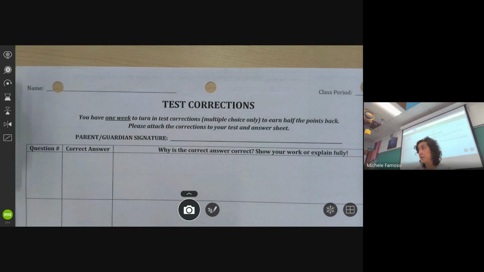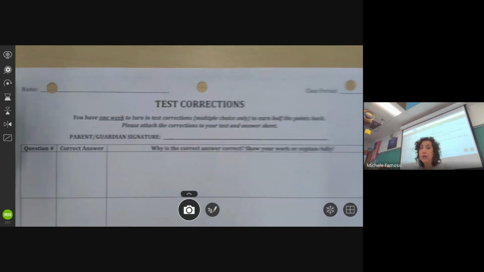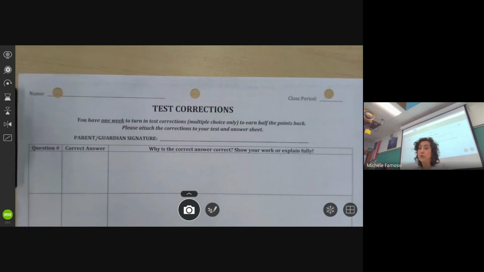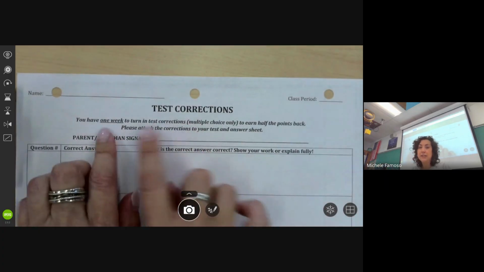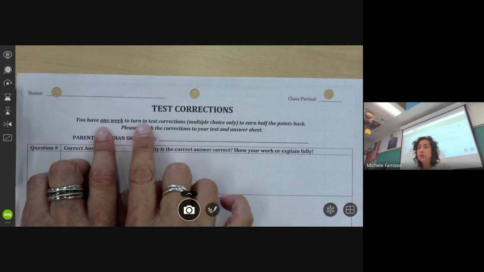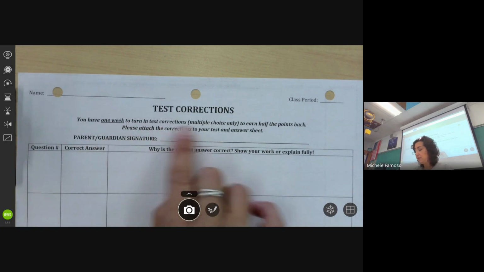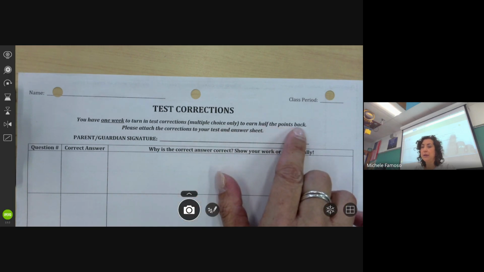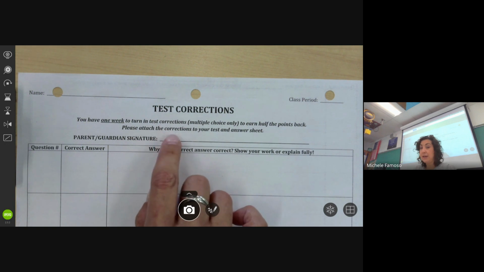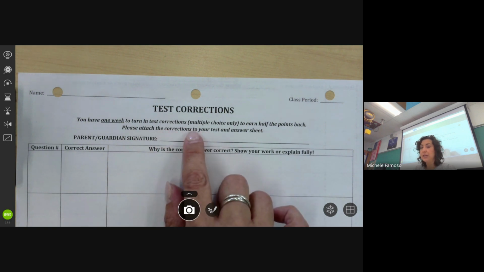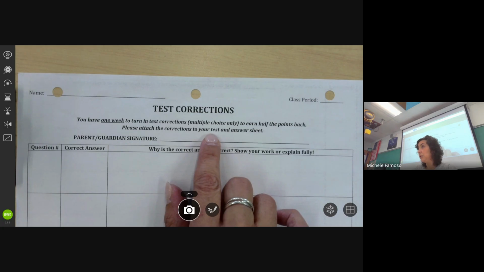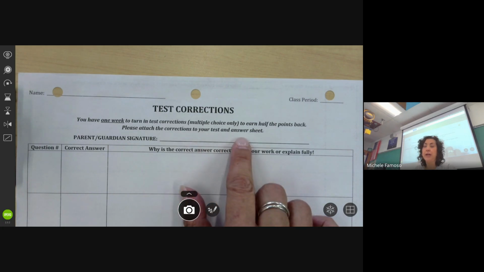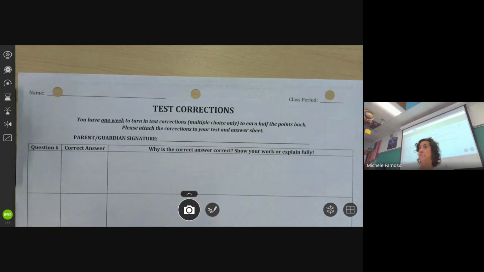This is your extra credit for the class because these are optional, but I strongly encourage you to do them. So notice on this, it says you have 1 week to turn in your test corrections for the multiple choice only on your test, and you earn half the points back. This test correction sheet must be attached, meaning stapled, to your test booklet and your answer sheet when you turn it in. Otherwise, because there's multiple versions of the test, I don't know what question you're correcting number 1.